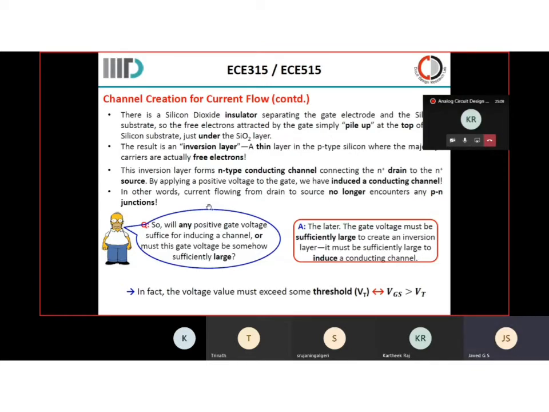So this means that it doesn't encounter any more PN junctions. So we have now forward biased the PN junctions, where there is a potential difference applied and a field is created.